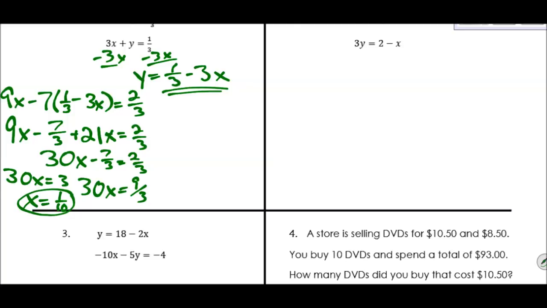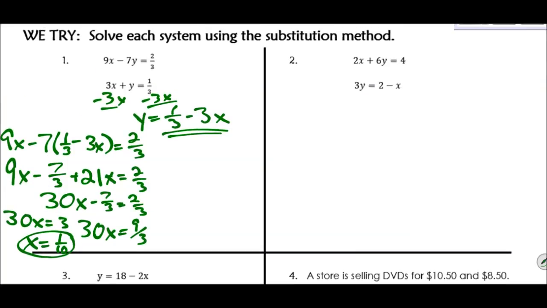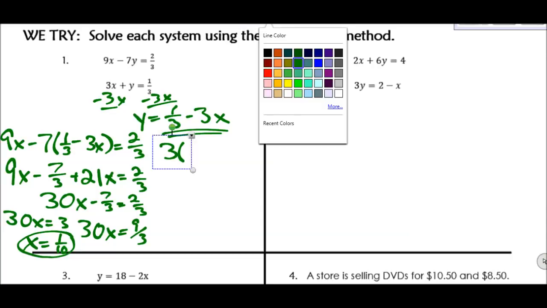Now I'm going to take that x value and plug it back in. Let's see it as a decimal. I think it might be easier to see it as a decimal. You can write it as a decimal, you can write it as a fraction, really whatever you're more comfortable with. I'm going to write it as a decimal into the second equation. So 3 times, I found my x value.